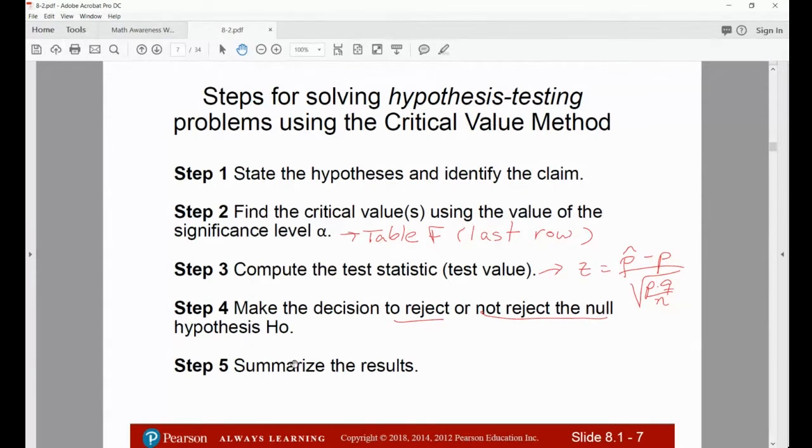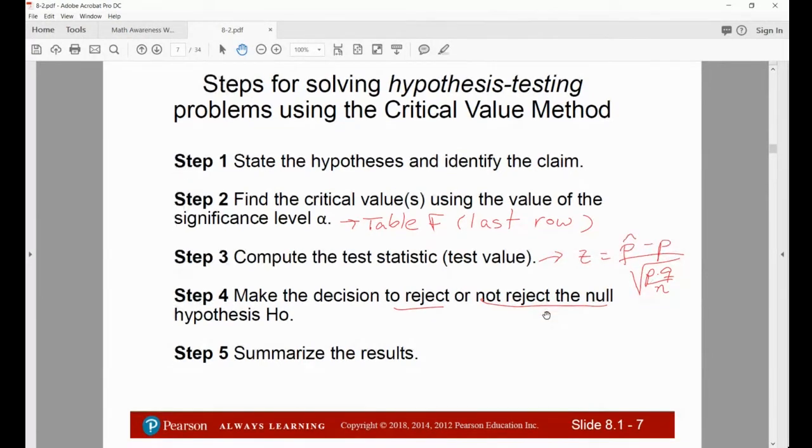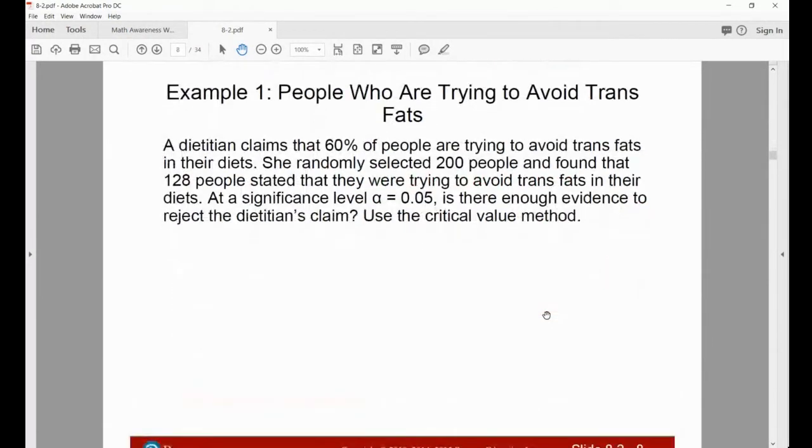And at the end, we need to summarize the result. We need to write a conclusion about the claim, the original claim in the problem. So let's see the first example.